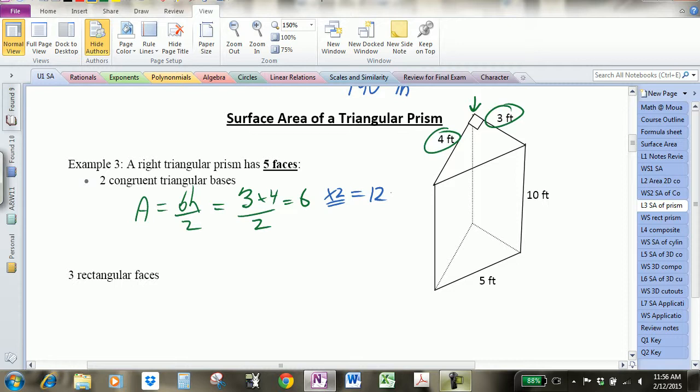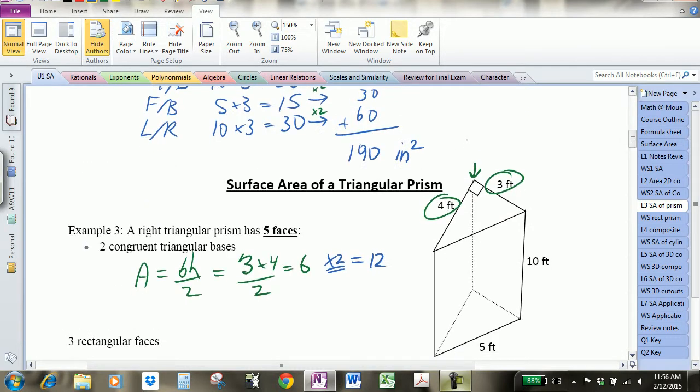Okay, so you have to look for 90 degrees. That's what's telling you the base and the height. And it doesn't necessarily mean that's always the base.